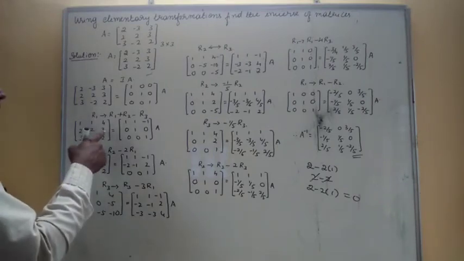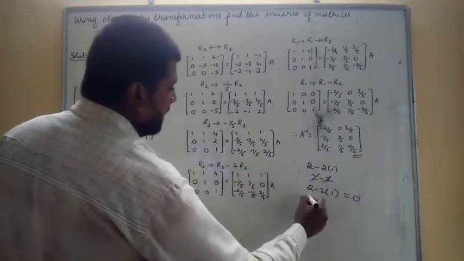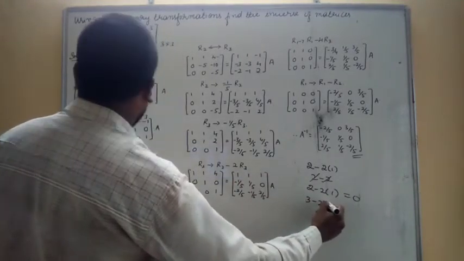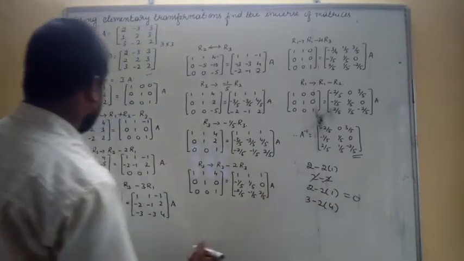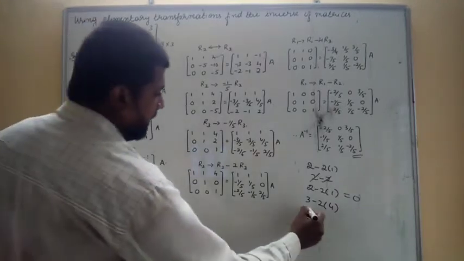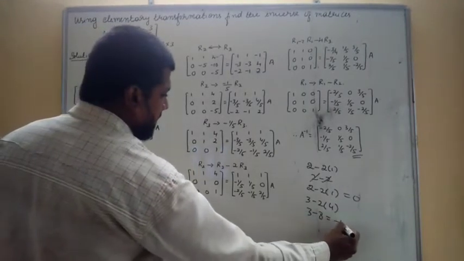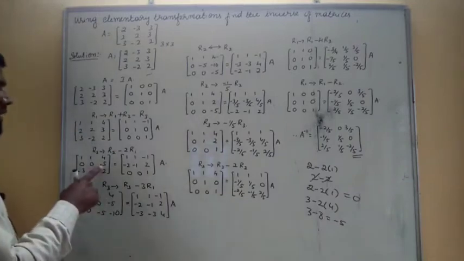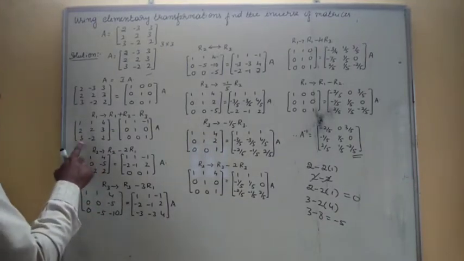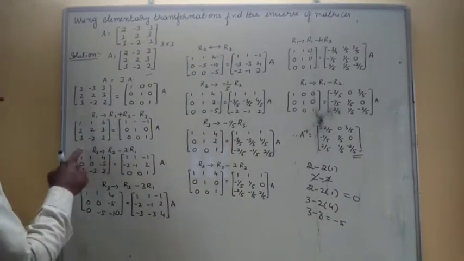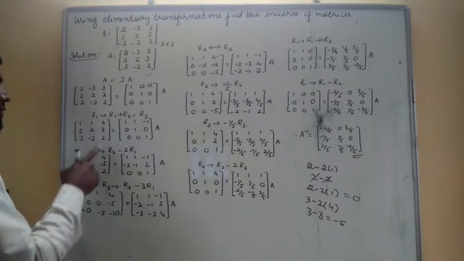Then the third element is 3. 3 minus 2 into 4. Then what happens here? 3 minus 8. You are getting minus 5. The third element is minus 5. And write the third row same as it is: 3 minus 2, then 2.